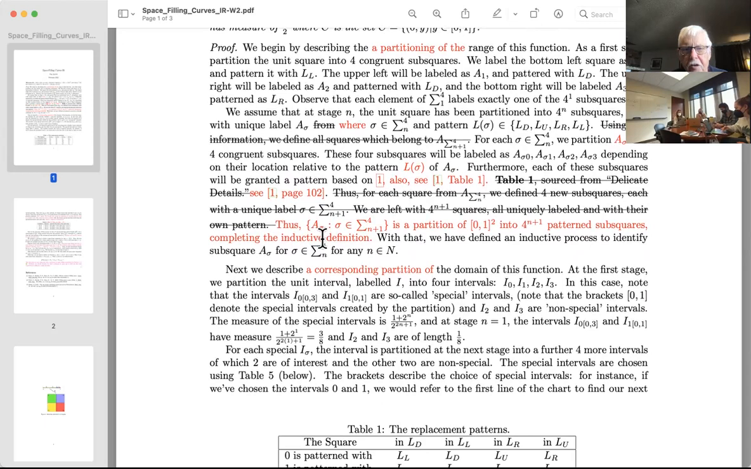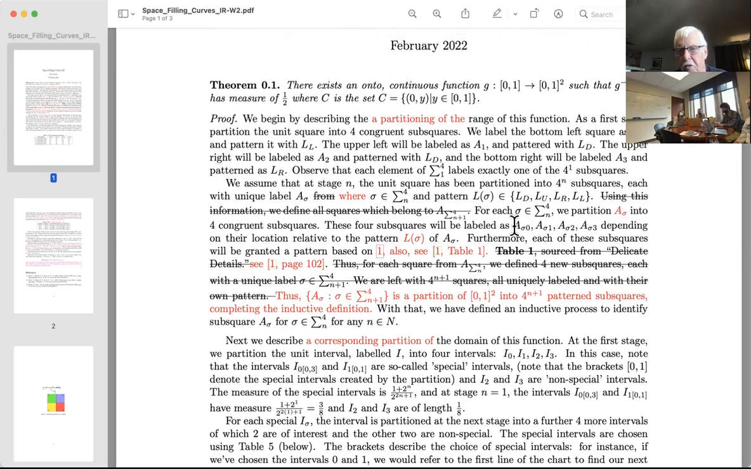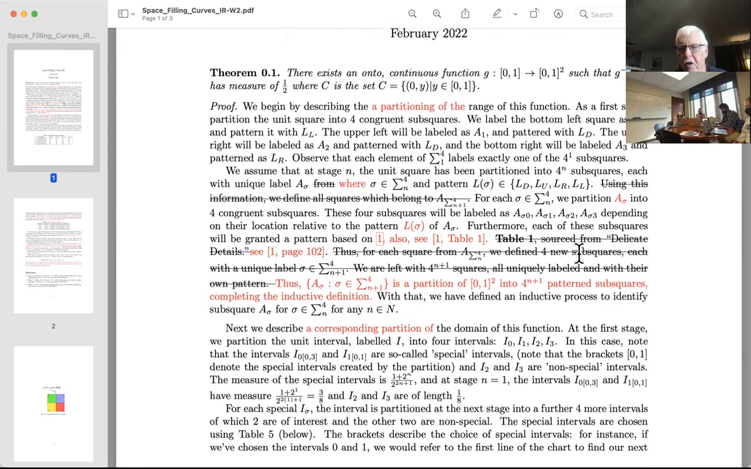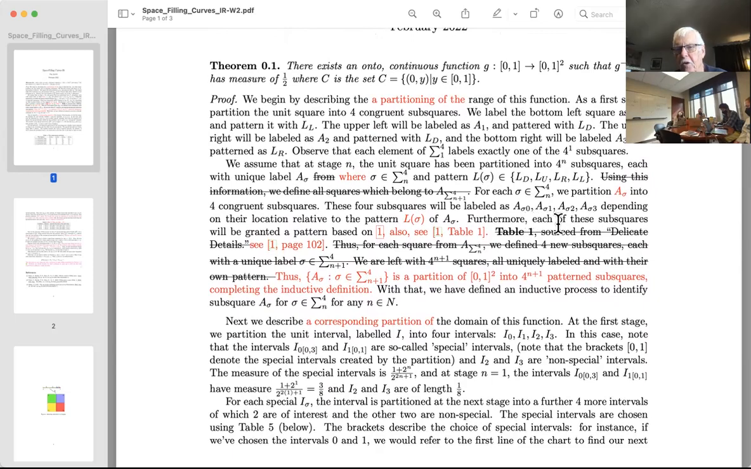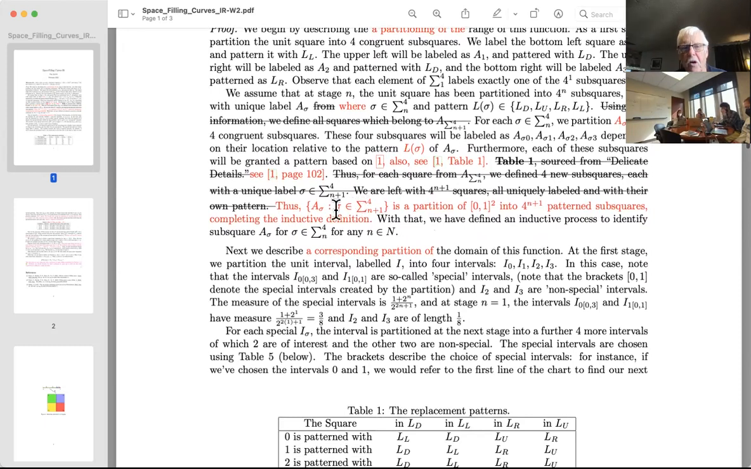Thus, the collection of all A sigma, where sigma is now in the n plus one length sequences, that collection is a partition of this. And each of these is defined. It's one longer than the ones before. And it's defined because of this line up above, where these are the ones that are one longer than the nth ones. So if sigma is n long, then sigma 0, sigma 1, sigma 2, and sigma 3 are n plus 1 long, and everything that's n plus 1 long is of that form.